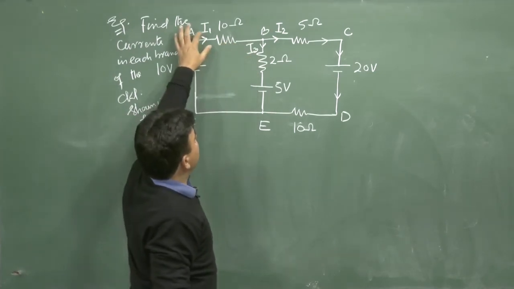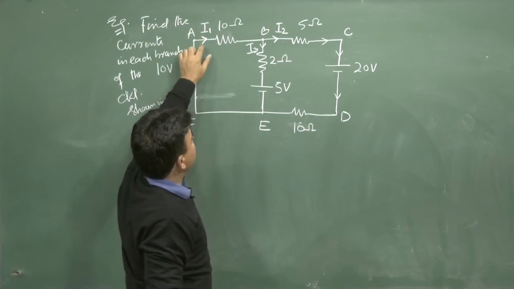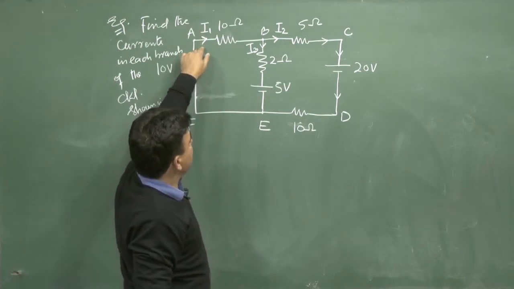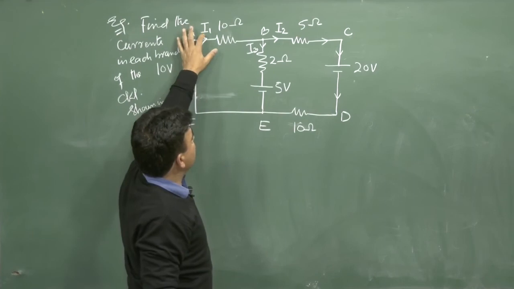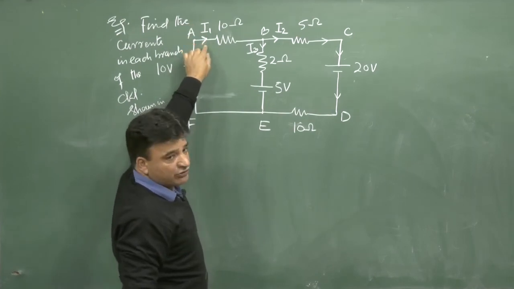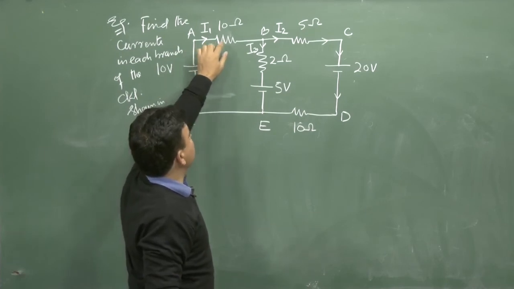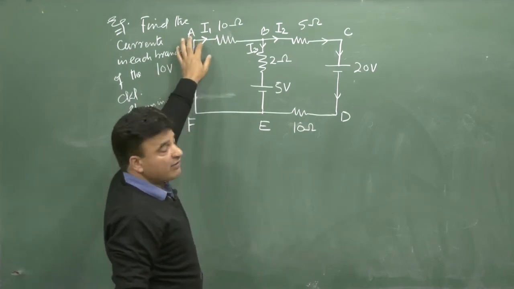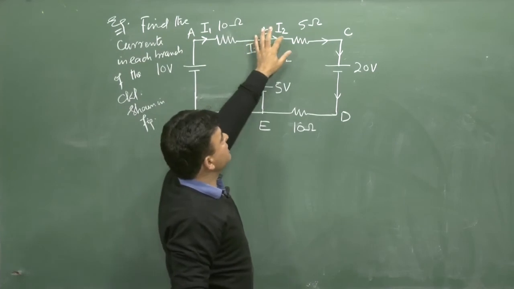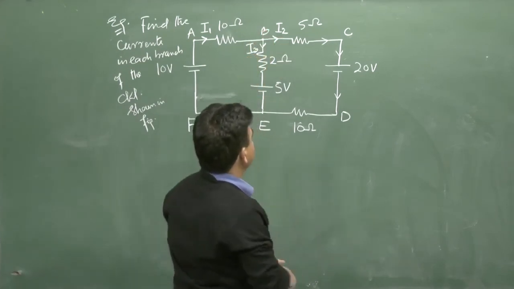Now let us see the values of I1, I2, I3 as I have assumed the direction of current like this. If I get the value of I1 as positive, then my assumed direction is correct. If I get the value of I1 as negative, then the current is not flowing like this, it is flowing in the opposite direction. Same is the case here also.